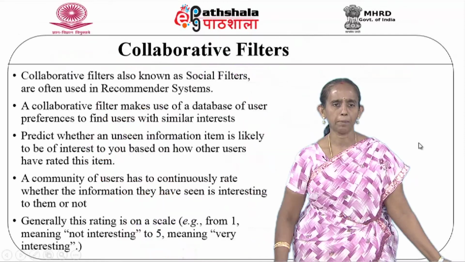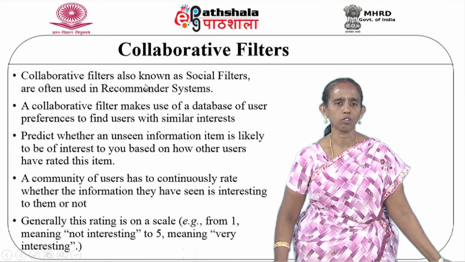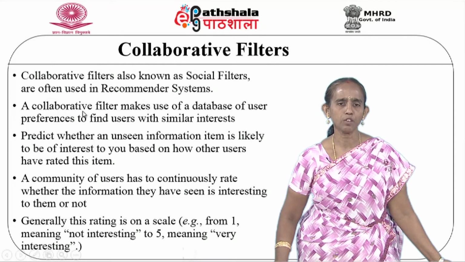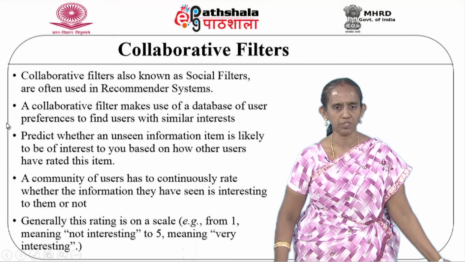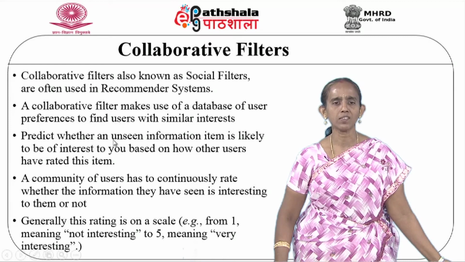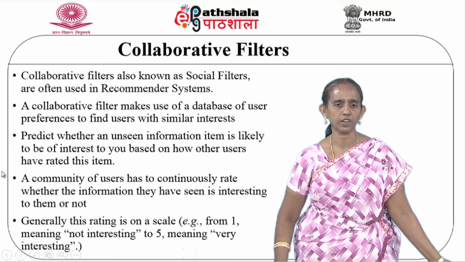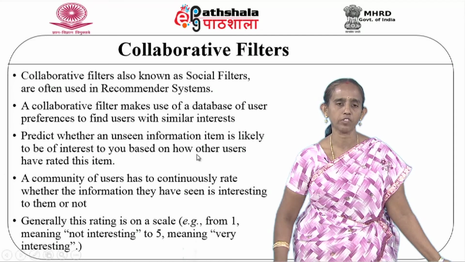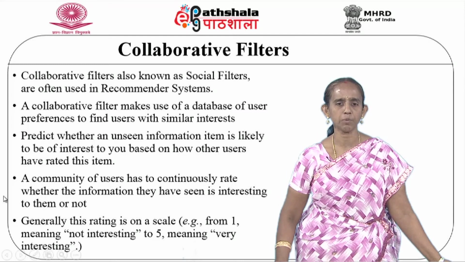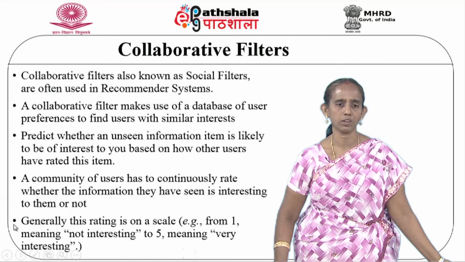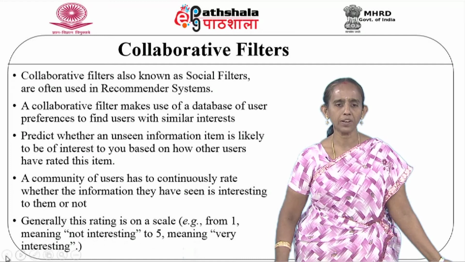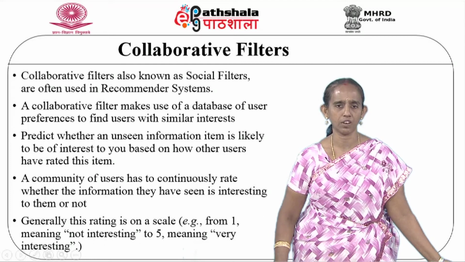The next one is collaborative filters. Collaborative filters, also known as social filters, are often used in the recommendation system. A collaborative filter makes use of a database of the user preferences to find the users with similar interests. We predict whether an unseen information item is likely to be of interest to you based on how other users have rated this kind of item. A community of users has to continuously rate whether the information they have seen is interesting to them or not. Generally, this rating is on a scale from 1, which means that it is of no interest, to 5, meaning that it is very interesting to the end user.